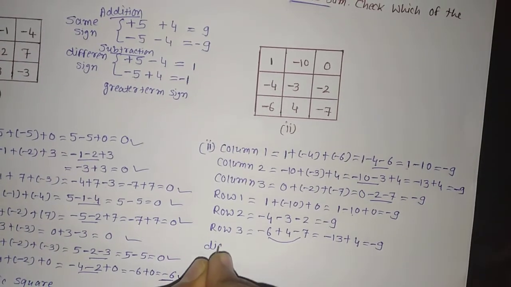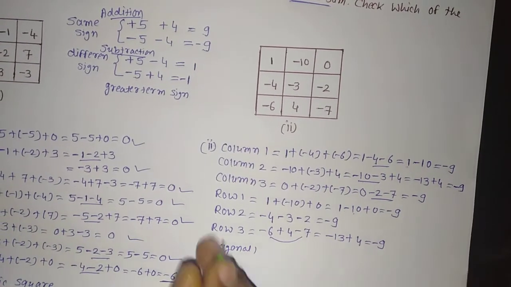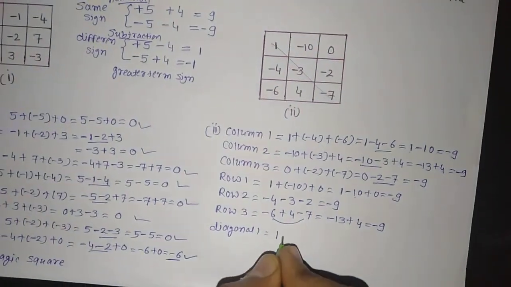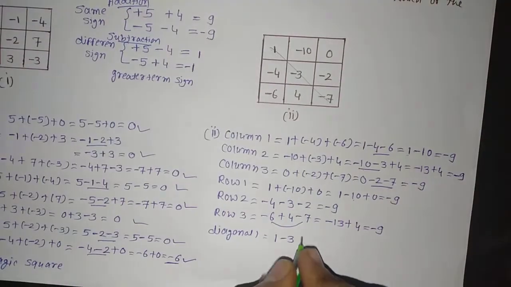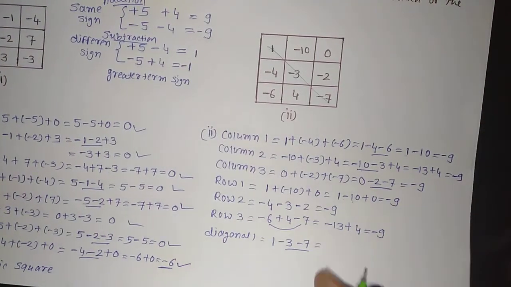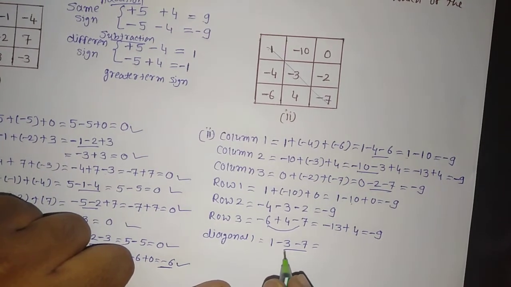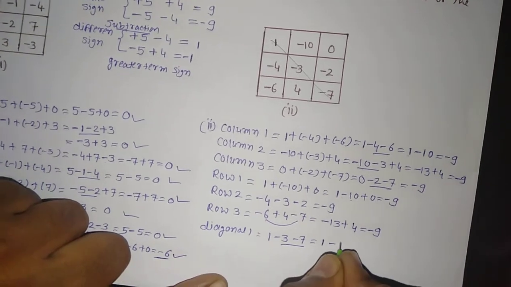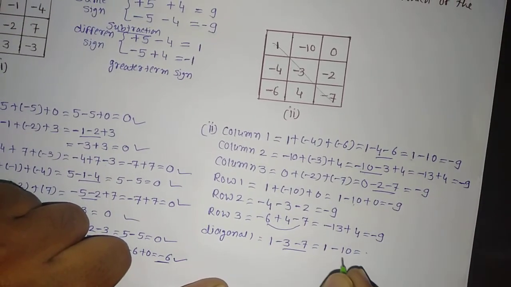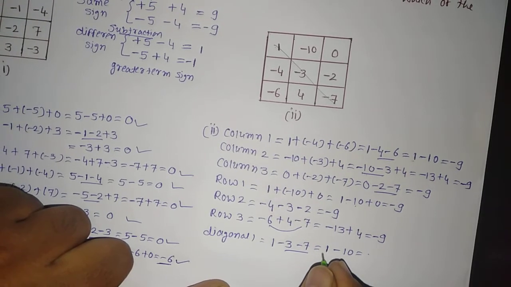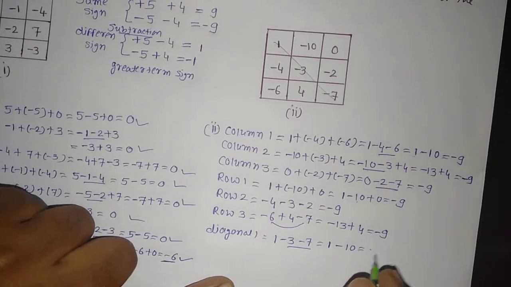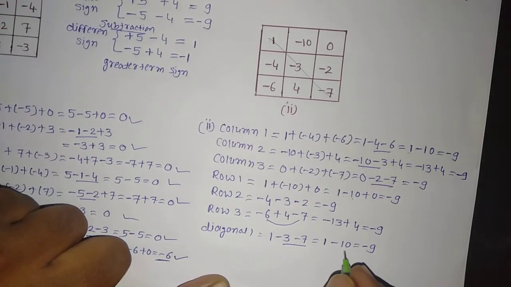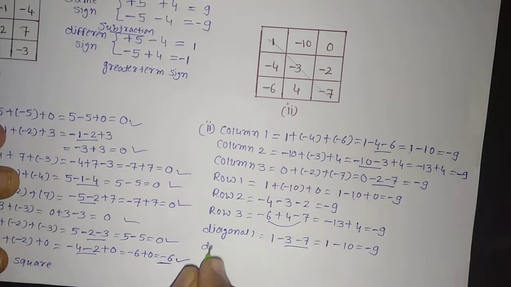Now diagonal 1. Diagonal 1, we'll take this one, this diagonal. 1 minus 3 minus 7. Again, both of these have the same sign. We'll do the addition. 7 plus 3 equal to 10, and this 1 will remain as usual. 1 minus 10 is equal to, this is a different sign. One is a positive sign, one is a negative sign, so different. 10 minus 1 is equal to 9, and the greater term is 10, so it is minus 9.